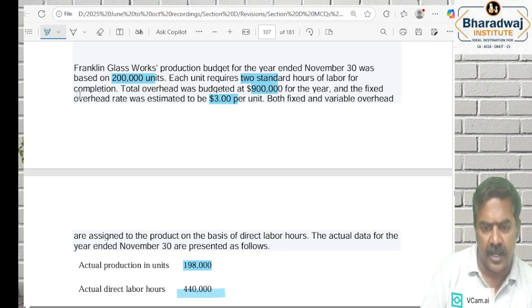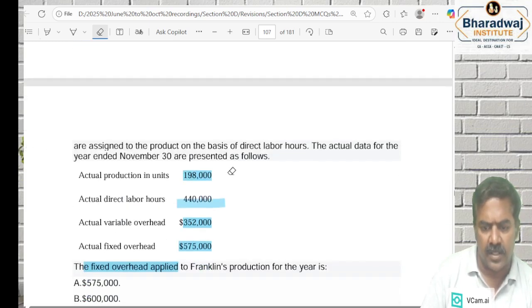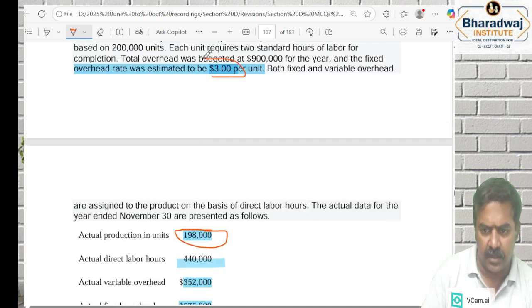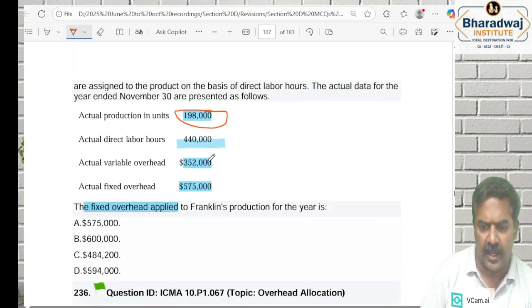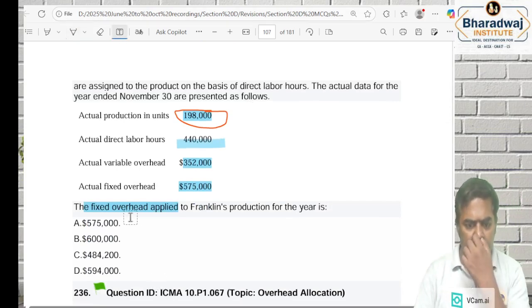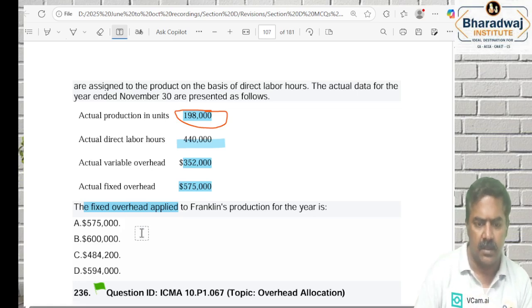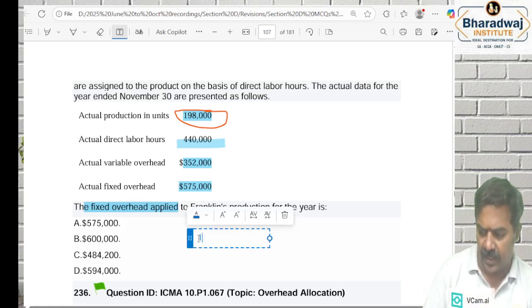The fixed overhead rate was estimated to be how much? 3 per hour or 3 per unit? 3 per unit. So what is the actual production? 198. Estimate is 3 per unit. So applied would have been 198 into 3. 1,98,000 into 3. They ask you only about the fixed overhead component.